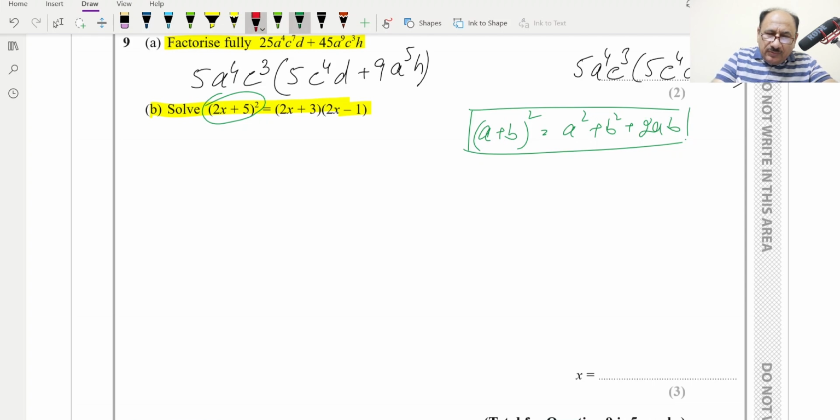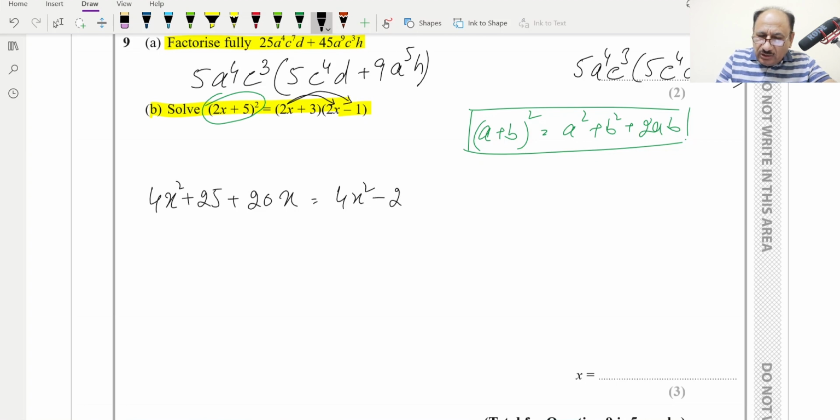So this will be equal to 4x squared, meaning a squared, plus 25, meaning b squared, plus 2 into a into b, which is 10 into 2, which is 20, so 20x. And for this one, we will multiply 2x with 2x, so it will be 4x squared, then 2x with minus 1, so minus 2x.